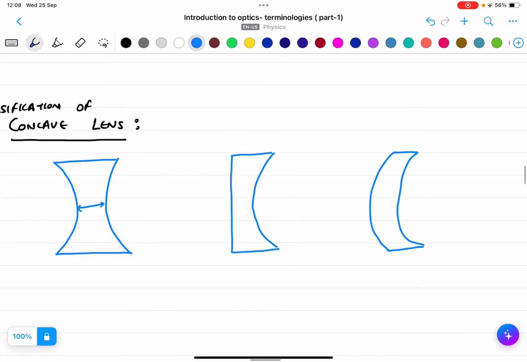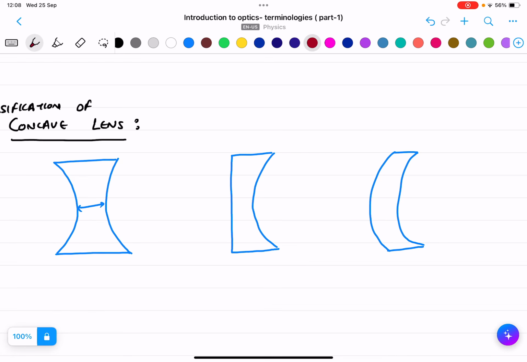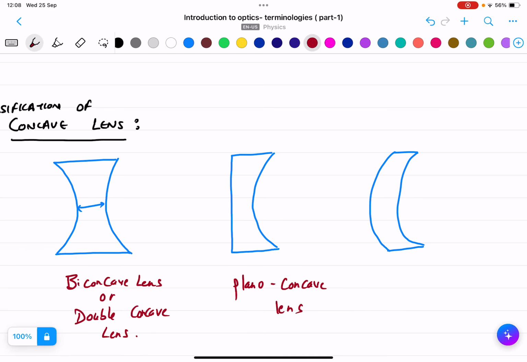Now we will name it. The first one is normal. See, both the sides are curved, but it is thin in the middle. So I will write biconcave lens or double concave lens. Next one, as we did in the previous example, one side is plane, so I will write plano, and another one is concave. So it is plano concave lens.